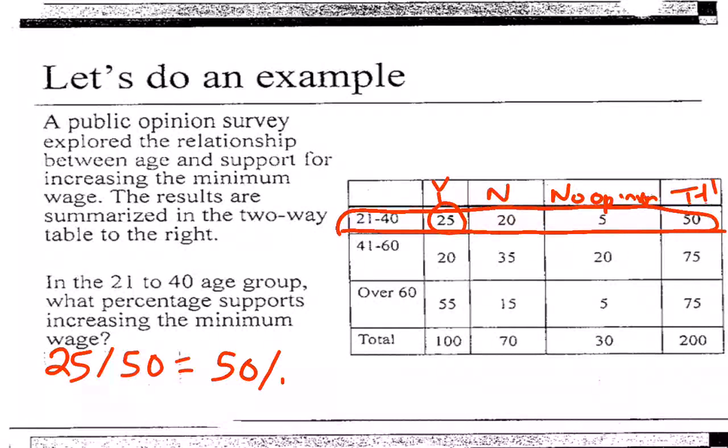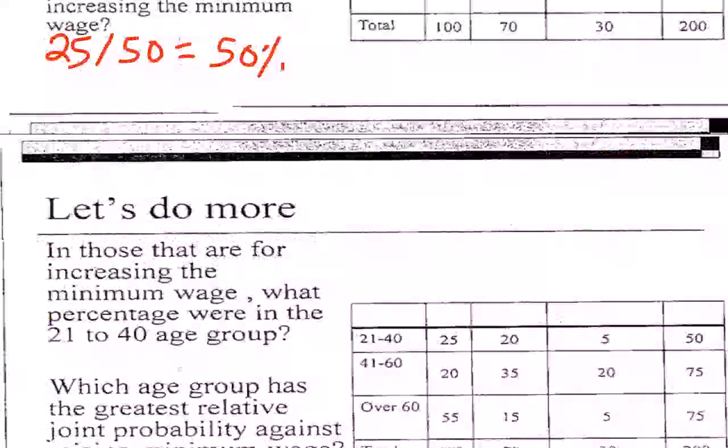As opposed to, I can also say, what percentage of the 21 to 40 group supports minimum wage? What percent of the total is 21 to 40 and supports it? And that would mean I would do 25 divided by 200. That would give me compared to the total. So what I need to be careful of in these problems is paying attention to what it's actually asking me.